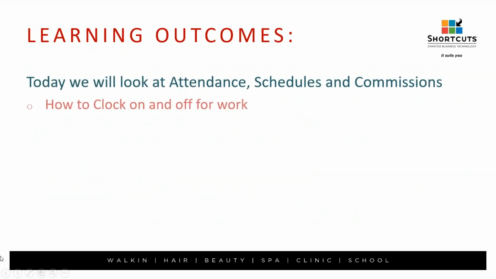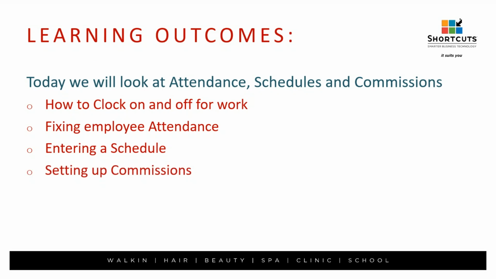So we're going to look at a very important feature in Shortcuts: tracking attendance, setting schedules, and working with commissions. It's very important that you know how the staff clocks in and out if you're tracking their hours, if they're paid hourly. If a staff member accidentally forgets to clock in or clock out because they were just having a very busy day, how do you fix their attendance? If you have employees and you have online booking or you're using the app, you want to make sure that when customers make appointments, they're for actual days and times that your staff is available. So how do you enter a schedule in Shortcuts? And of course, if you're paying your staff commissions, whether it's service-based commissions or retail commission or both, how do you set that up in the system?